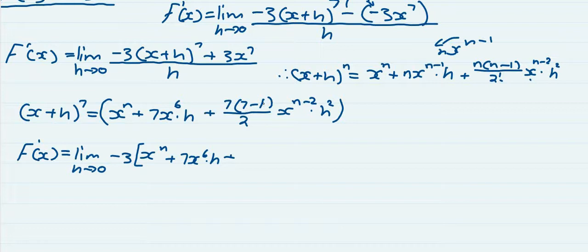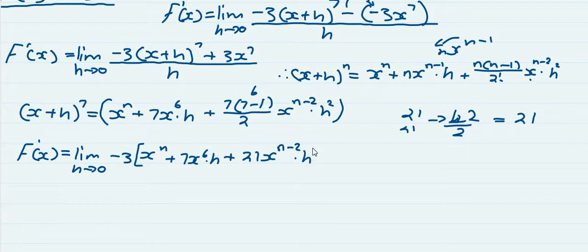7 minus 1 is 6, 6 times 7 is 42, 42 by 2 is 21. Then plus 21 x to the exponent n minus 2 multiplied by h squared.